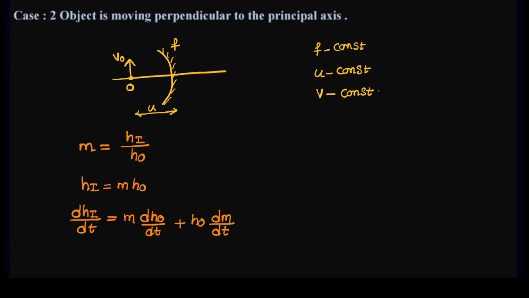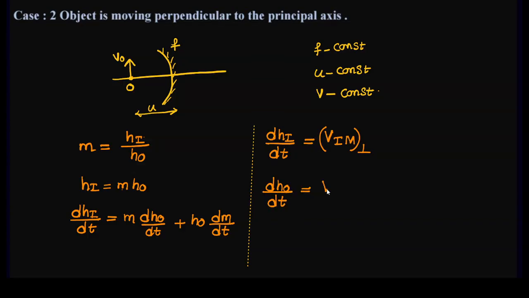And you can see now, what is dhi by dt? This is called what, tell me now? Velocity of image with respect to mirror in the perpendicular direction. And dh naught by dt is equal to the velocity of object with respect to mirror in the perpendicular direction.